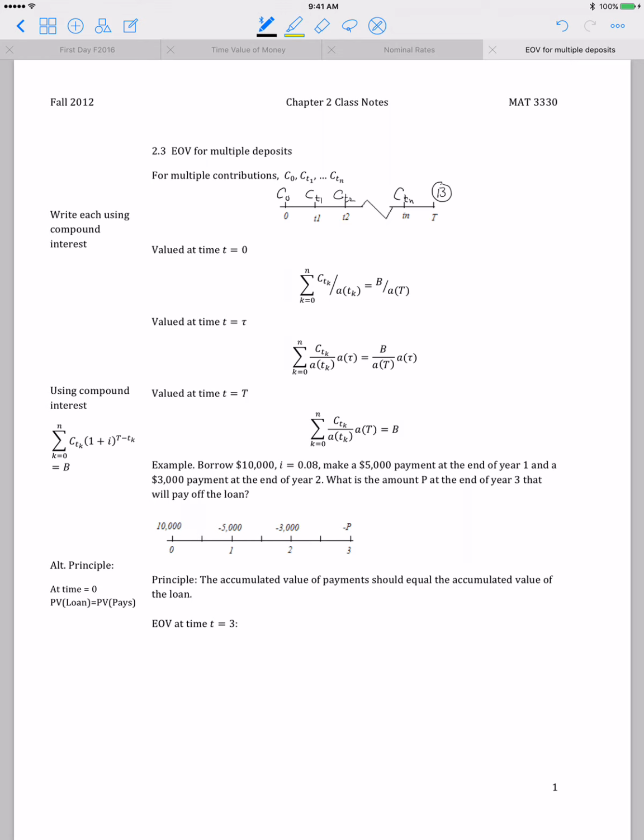This video is for section 2.3, equations of value for multiple deposits. So we have multiple contributions labeled C0, C_T1, all the way up to C sub Tn. The subscripts are the times at which the contributions or deposits are made.